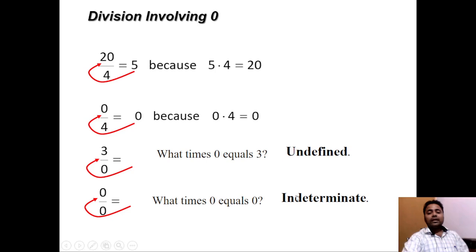indeterminate. So we use the term indeterminate in the form of 0 by 0, and we use the term undefined in the form of some real number by 0. Meaning some non-zero real number by 0 means undefined, and the 0 by 0 format gives the indeterminate form. So this is the indeterminate form finally.